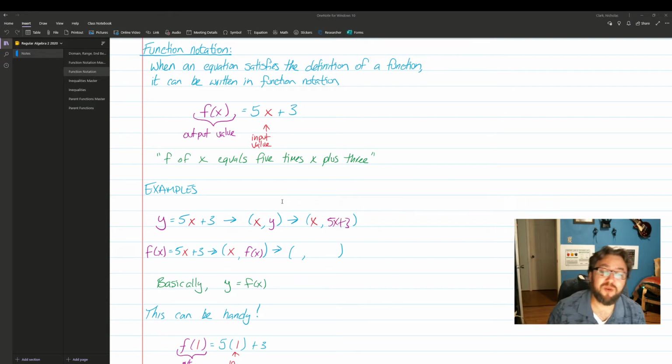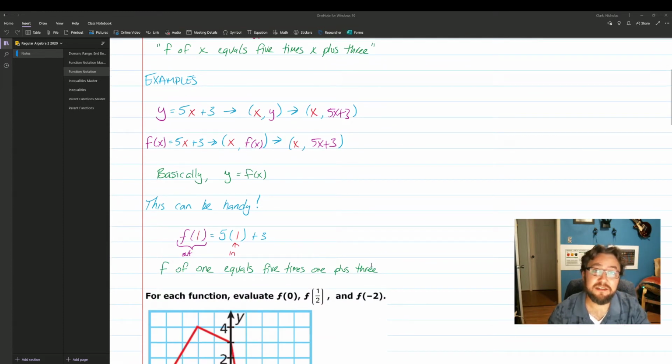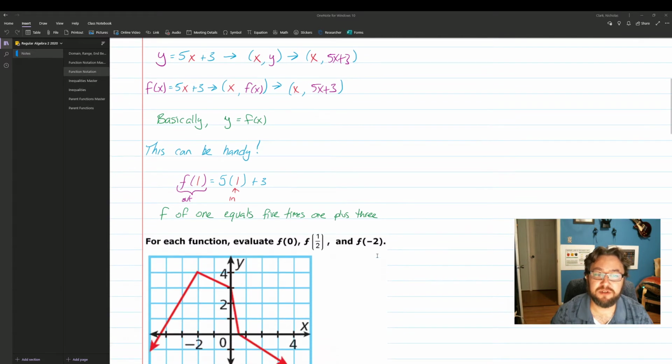If we were to rewrite this in function notation, our solutions, instead of being x and y, would be x and f of x. It's the same kind of thing. So our x value would still be x, and our f of x is 5x plus 3. It's just a convenient way of writing functions. And while it might not seem convenient for this, it makes things later on more convenient. So in essence, y is equal to f of x, assuming it's a function.